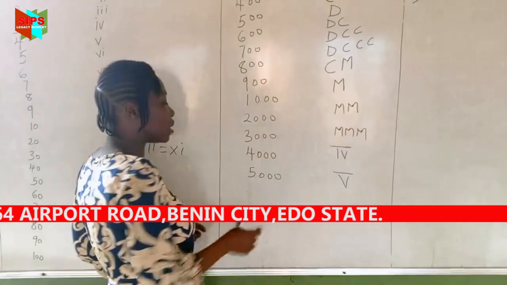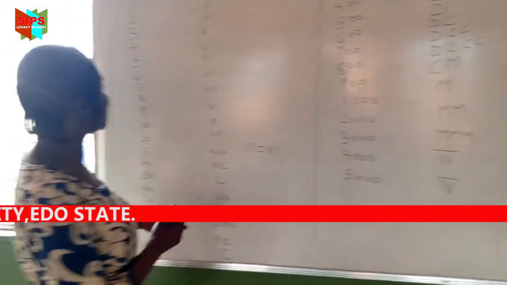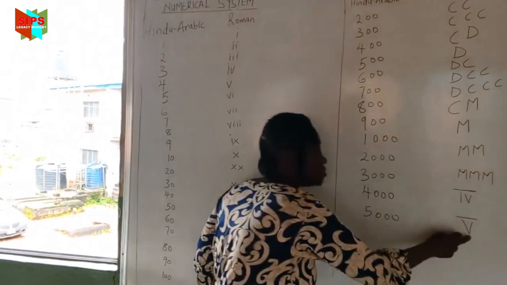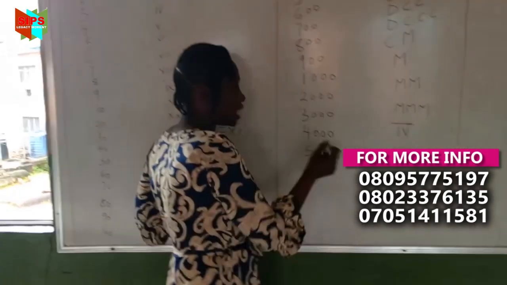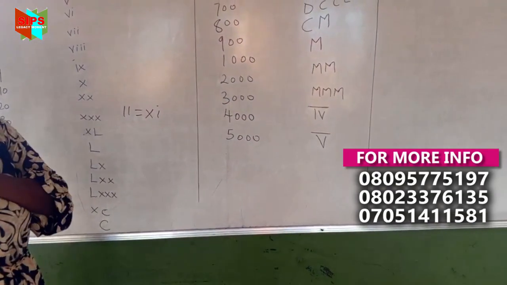Then we also have the 5,000, which is V bar. You see Roman figure 5 here as V, representing this 5, then the bar representing the 1,000. So we have the 5,000.